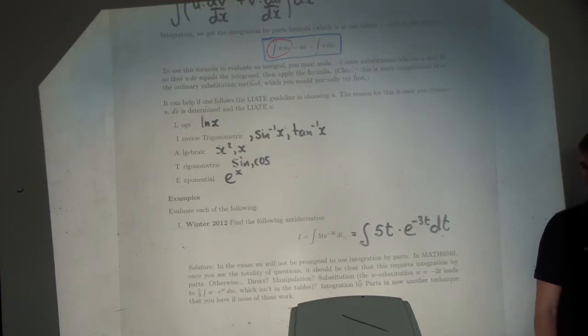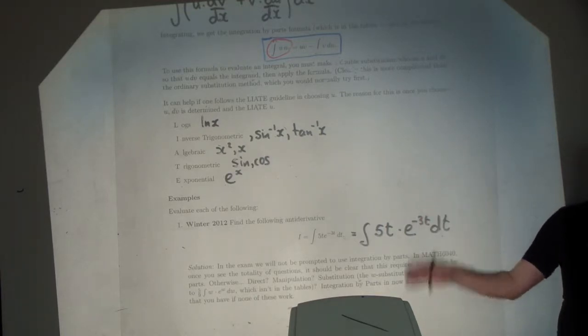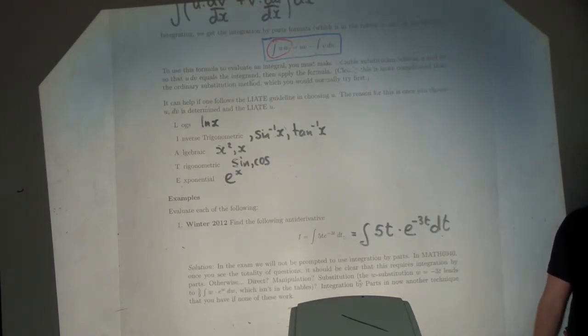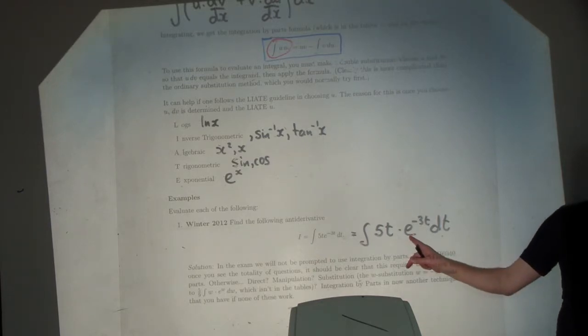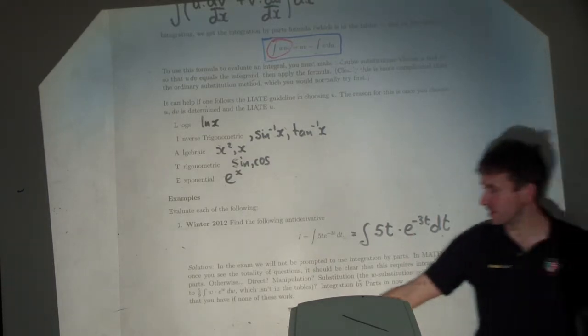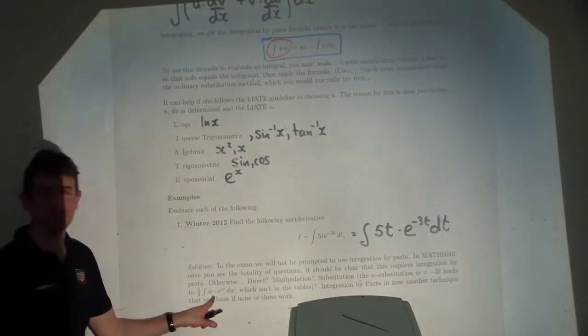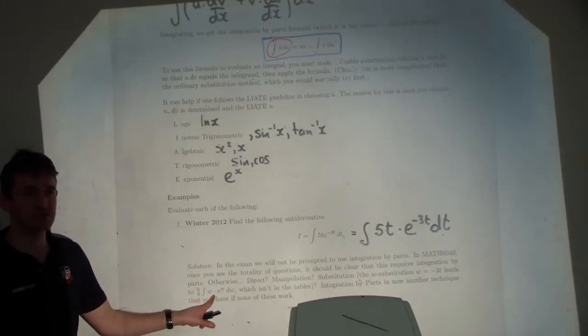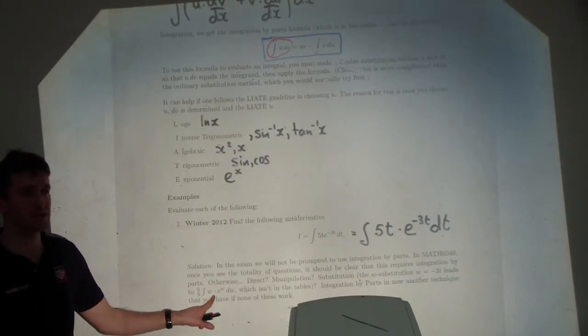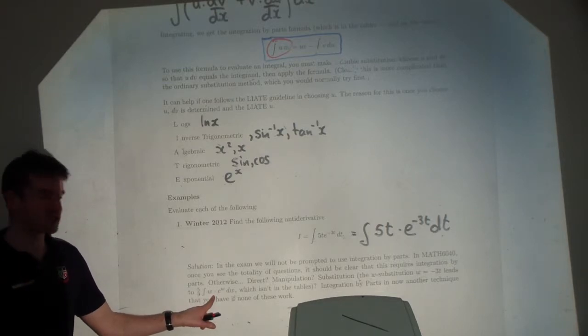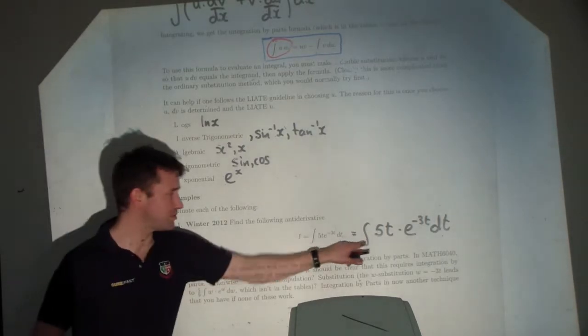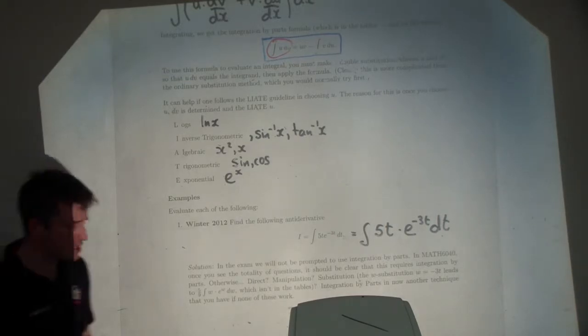So if you're in the wild, if you didn't know what was going to come up, you could try w substitution, but it won't work. You'll get to here, you're stuck, there's no more w substitutions to try, there's no more manipulations, it's not in the tables. Now you try integration by parts. Okay, so integration by parts is what we have to do.